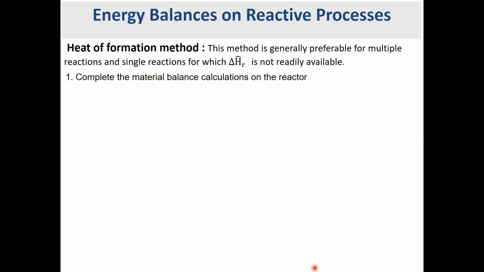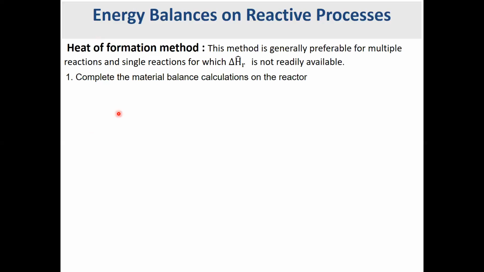For the heat of formation method, we use this method when we have multiple reactions, or when you have a single reaction, but the heat of reaction is not known, is not available. So you can use this method in that process. You will see, by going through the example, you will find out why it's easier.